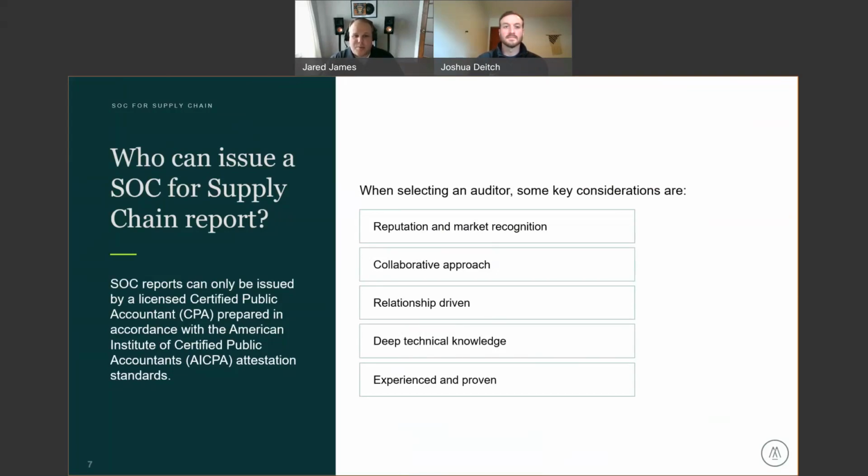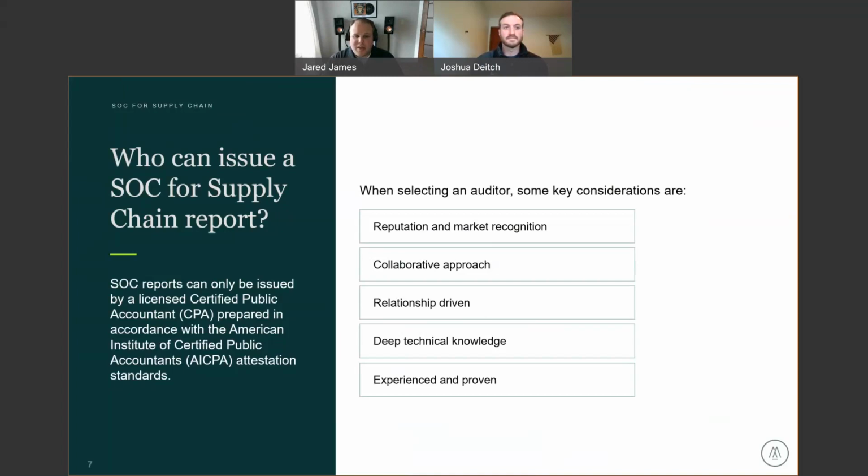Someone who's taking a collaborative approach and really helping design a control set and helping you understand where your key risks are within the SOC 2 criteria becomes really important. So that this SOC for supply chain is a control set tailored to you and your organization and not a one-size-fits-all type audit. Having a relationship-driven experience with your service auditor rather than just a transactional approach is important as you look to partner with somebody to help you meet your compliance needs.